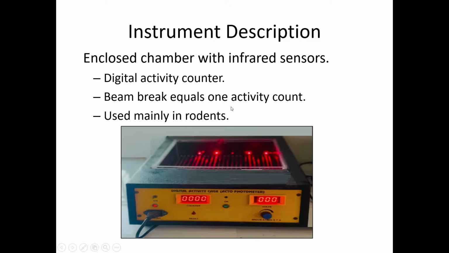Beam break equals 1 activity. If one beam breaks, it will count 1. It is used mainly in rodents, so rat and mouse are generally used to evaluate by this instrument. Here you will find a regulator for voltage. It is used to calibrate this instrument.